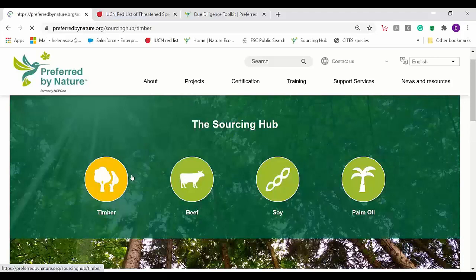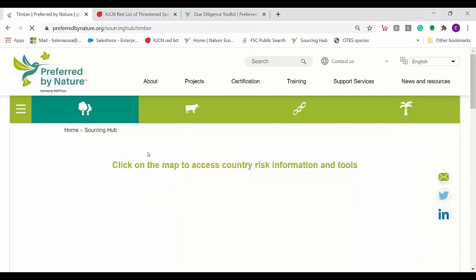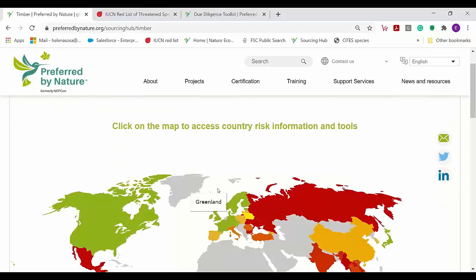So we would click on this commodity. And what we will see is a map of the world.